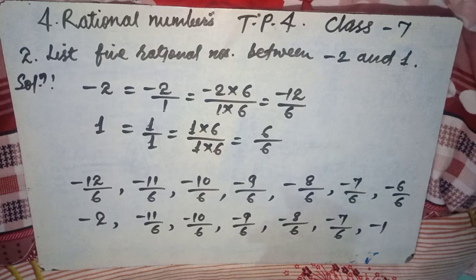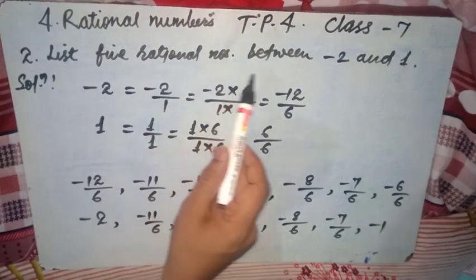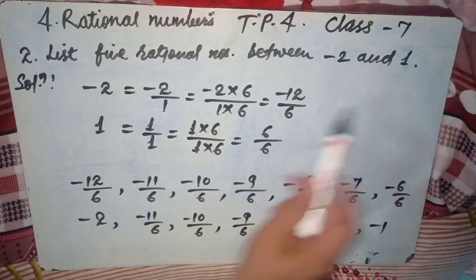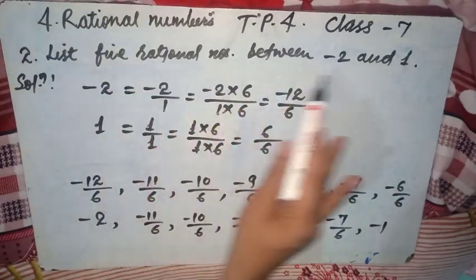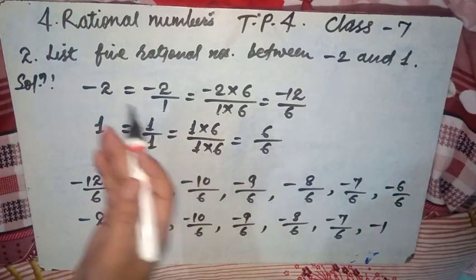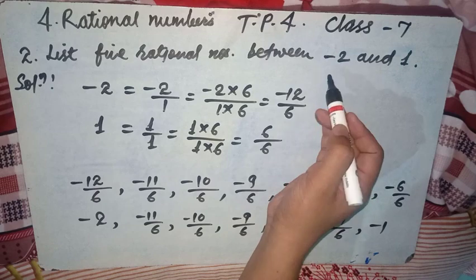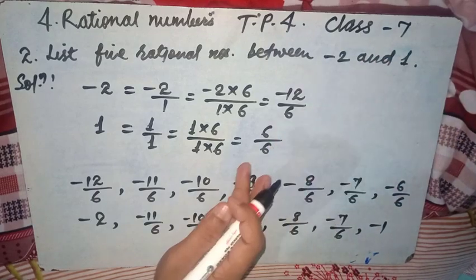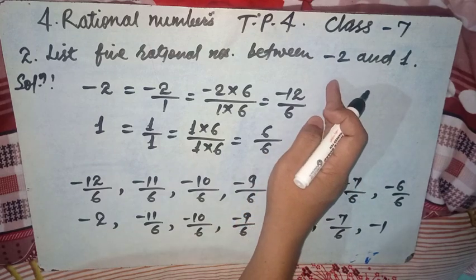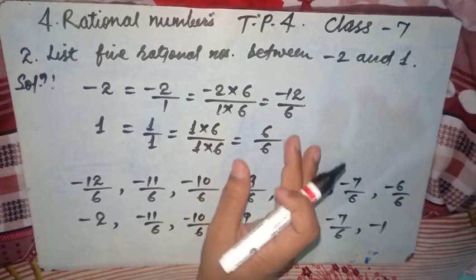Now see students, question number second: list 5 rational numbers between -2 and 1. We have to find 5 rational numbers in between them. There are 4 methods to find them: midpoint method, numerator method, and denominator method when the denominators are different. Now here we will find them in a very simple way.